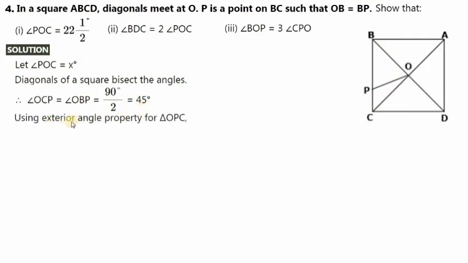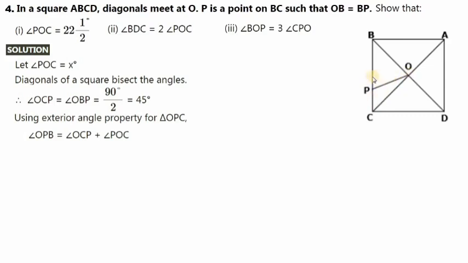Now, using the exterior angle property, kindly look at this. In triangle OPC, using the exterior angle property, we can say OPB is this angle, so this becomes the exterior angle for this triangle. This angle will be equal to the sum of the opposite interior angles, that is this angle plus this angle. This is a very important formula: exterior angle is equal to the sum of the opposite interior angles.